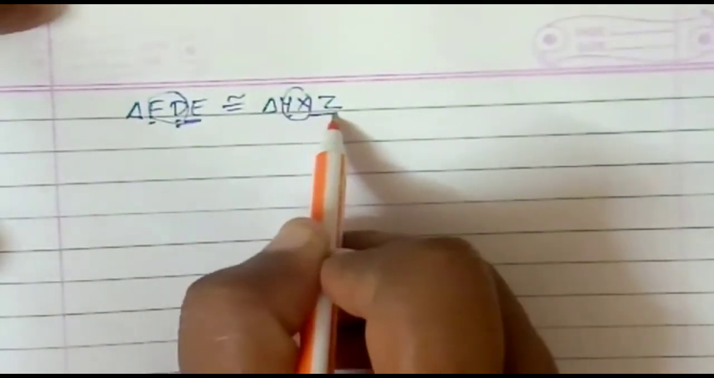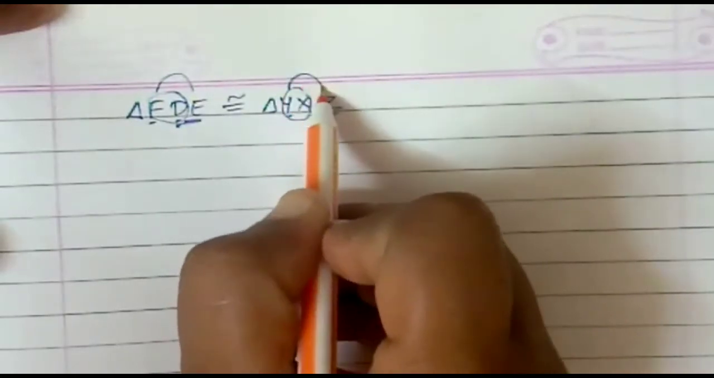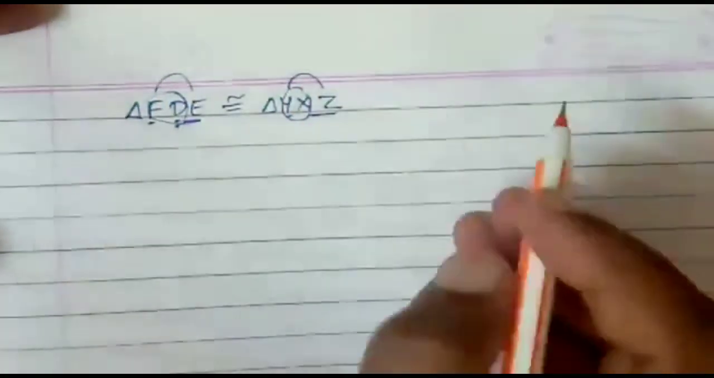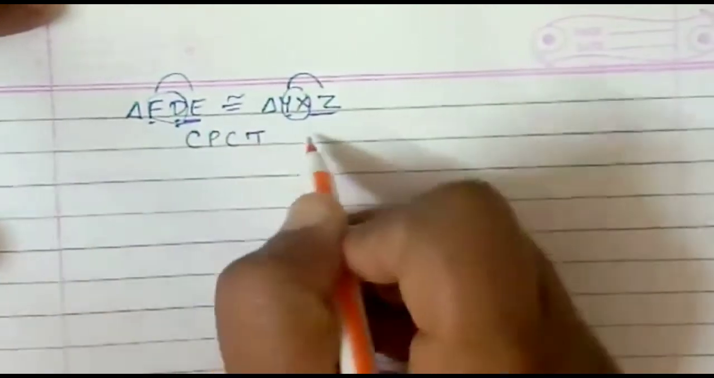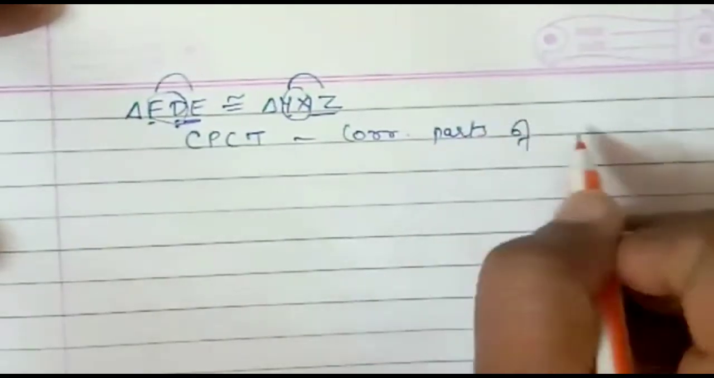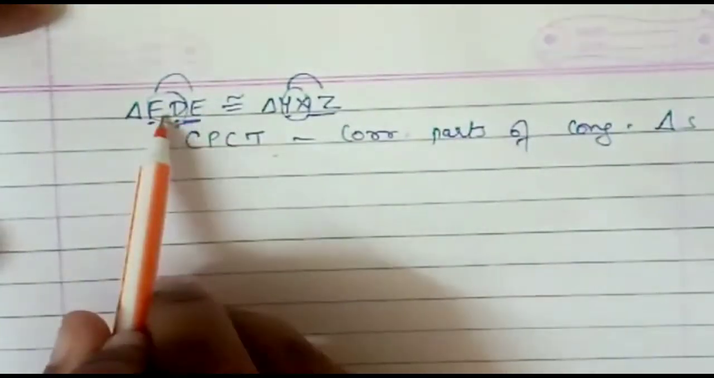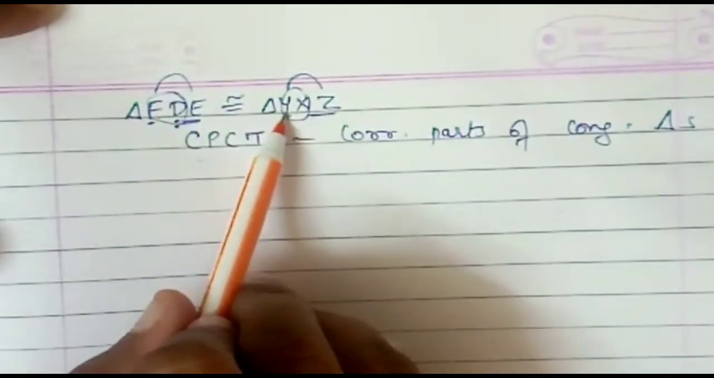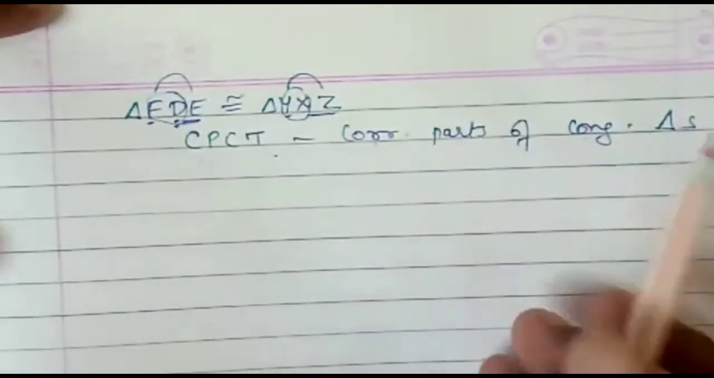DE and XZ will also be the corresponding sides, and FE is a corresponding side to YZ. Okay, so we are using a result called CPCT, which is actually corresponding parts of congruent triangles. So by CPCT, angle F and angle Y are equal in measure, that is by corresponding parts of congruent triangles.